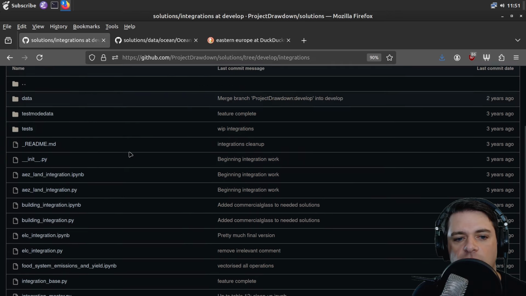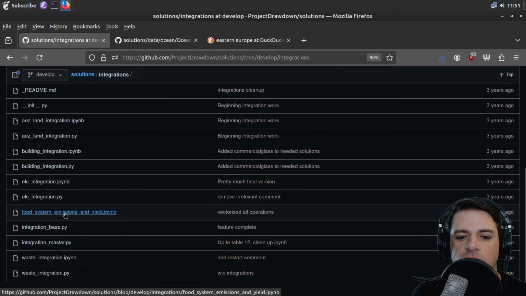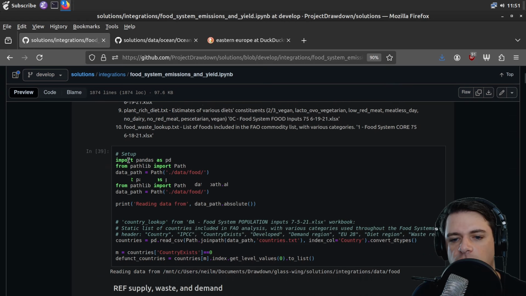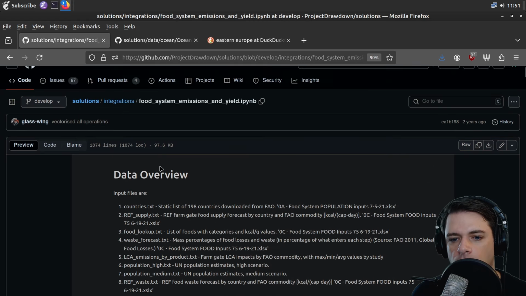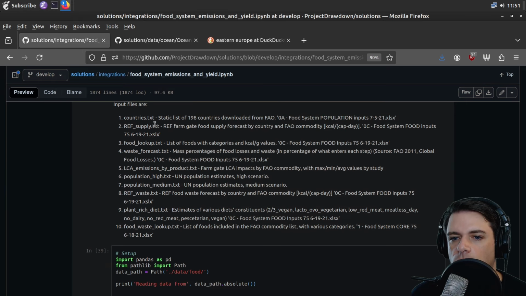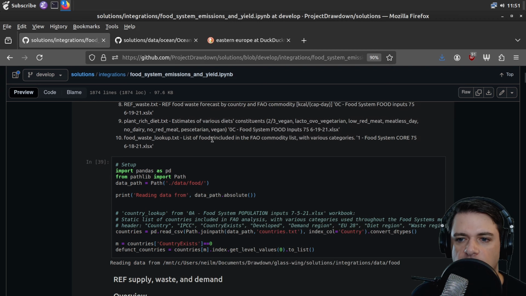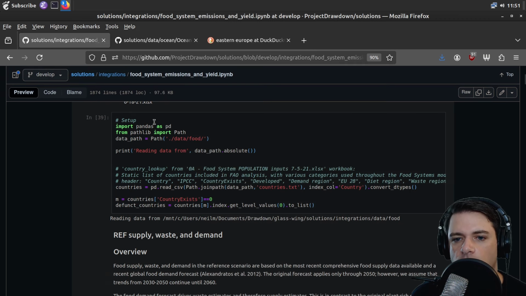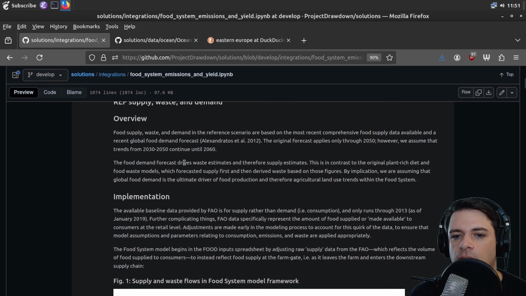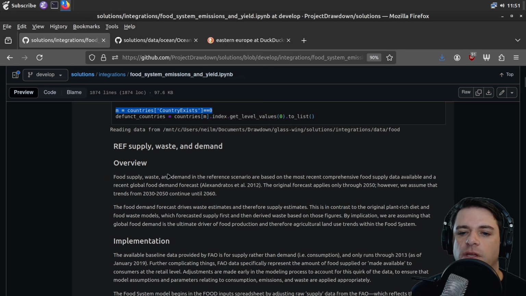We do have some Python in integrations. Food system emissions and yield. This is some IPython notebook thing. I don't remember how IPython notebook is different from Jupyter. So we have countries.txt, a static list of 98 countries. We're importing pandas, pathlib, and we're checking if the country exists, it looks like. And here's some information about the model.